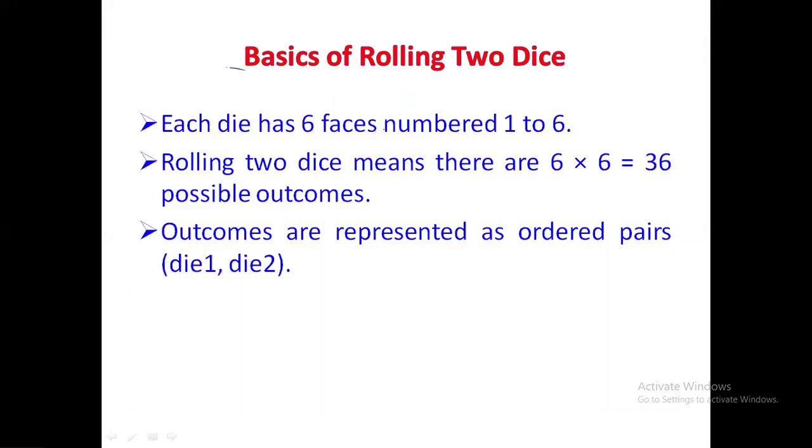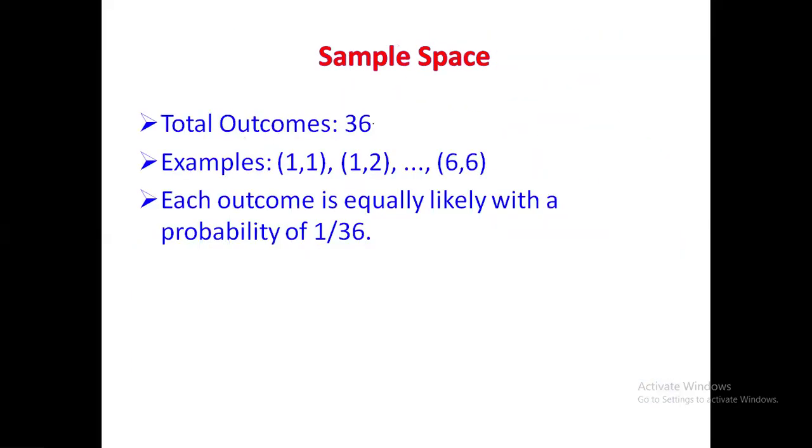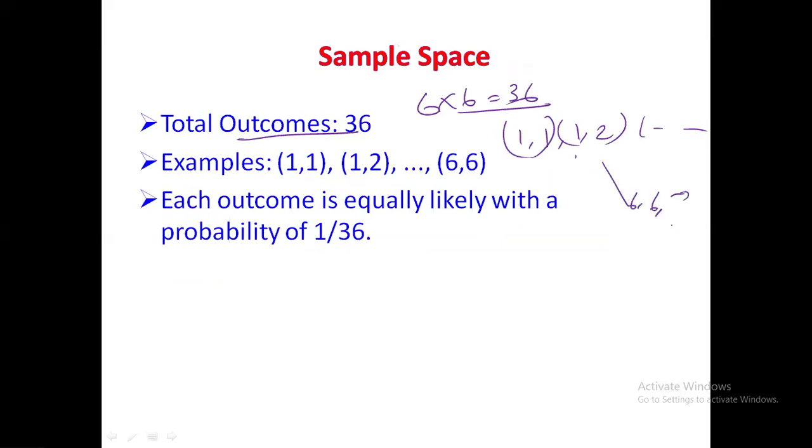Each die has 6 faces numbered 1 to 6. Rolling two dice means there are 6 into 6, 36 possible outcomes. Outcomes are represented as ordered pairs: this is die 1, and this is die 2. So the total number of outcomes is 6 into 6, equal to 36. We write 1 comma 1, 1 comma 2, 1 comma 3, etc., up to 6 comma 6. So totally 36 outcomes. Each outcome is equally likely with a probability of 1 by 36.